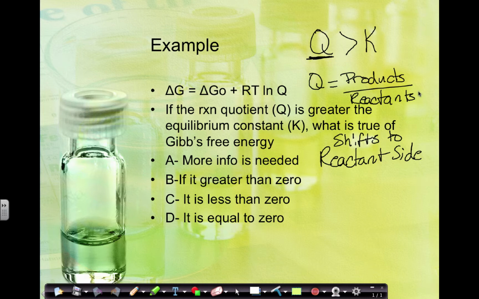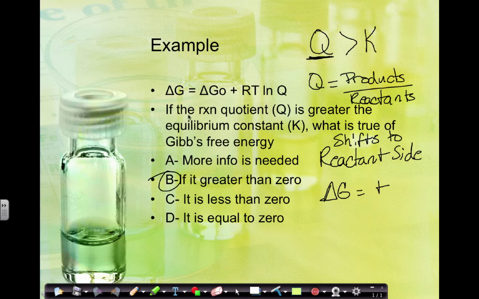Or you can think about it like this. If you have Q and it's too big, that means the reactants are too small. So we need to shift to the side and make more reactants. So that means that if we're going to the reactant side, the reaction's no longer favorable because we're not making lots of products. So delta G will be positive. So that means that it is greater than 0 here.